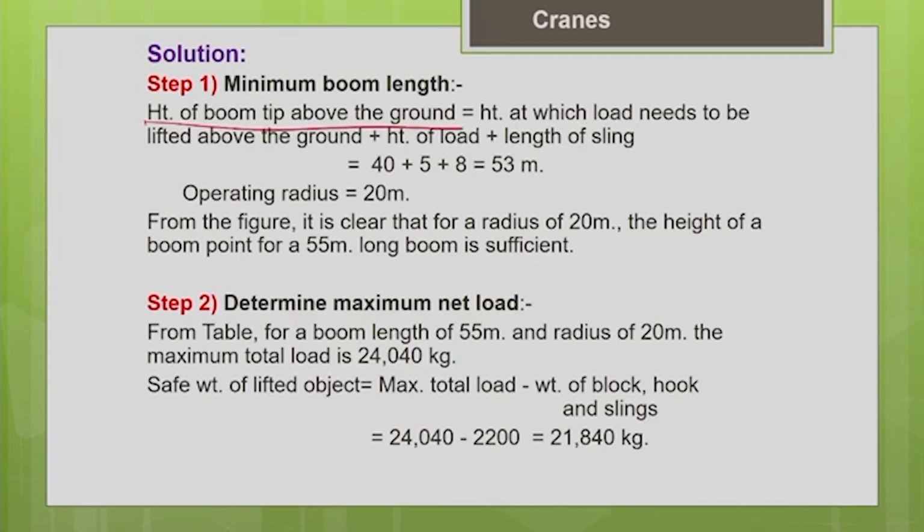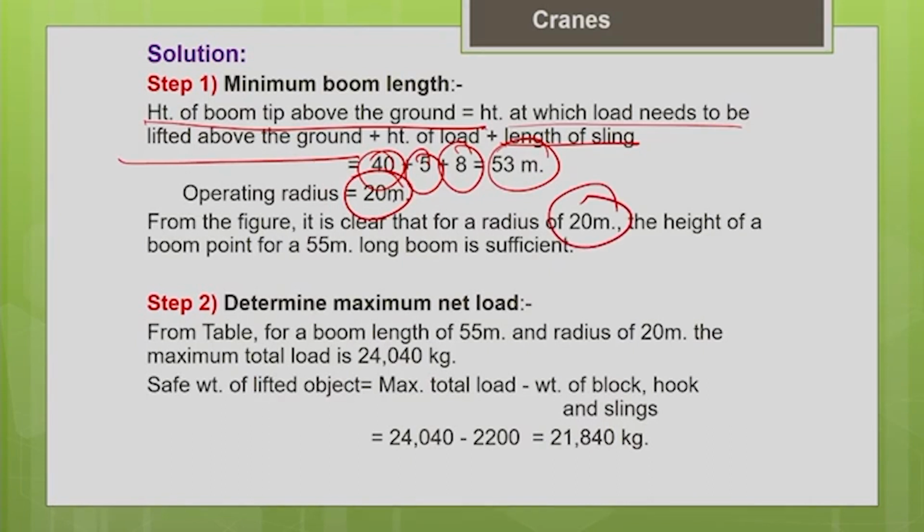The height of boom tip above the ground equals the height at which the load needs to be lifted above the ground, that is 40 meters. The height of the load is 5 meters plus the length of the sling is 8 meters. You add everything, you get 53 meters. That should be the height of boom tip above the ground, which is what you need for this particular project. And the operating radius, the horizontal radius, is 20 meters. So, from the crane range diagram, for this 20 meters and 53 meters, we have chosen the boom length of 55 meters. The minimum boom length needed is 55 meters.